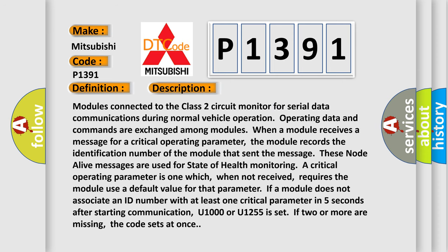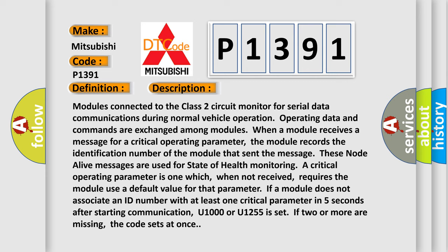Modules connected to the Class 2 circuit monitor for serial data communication during normal vehicle operation. Operating data and commands are exchanged among modules. When a module receives a message for a critical operating parameter, the module records the identification number of the module that sent the message. These node alive messages are used for state of health monitoring. A critical operating parameter is one which, when not received, requires the module to use a default value for that parameter.